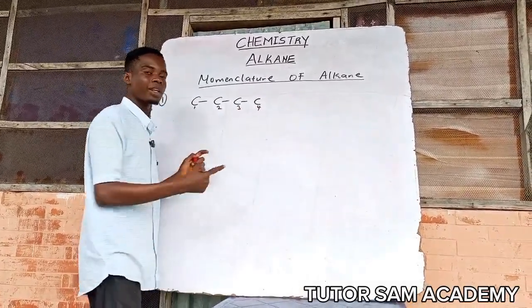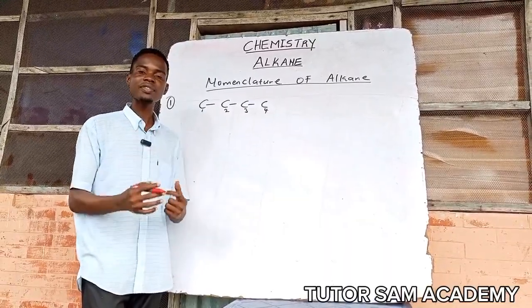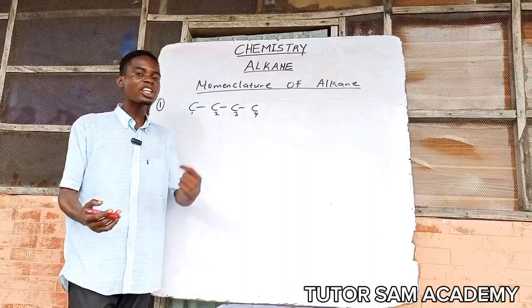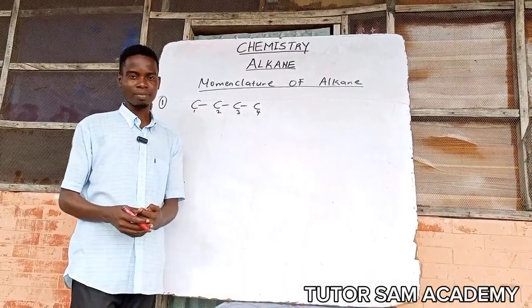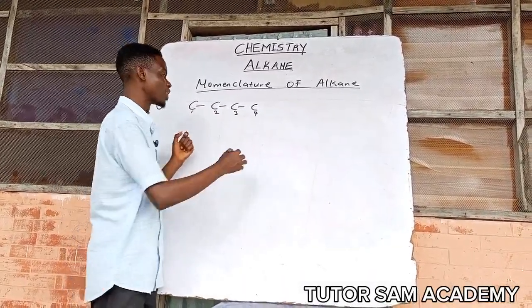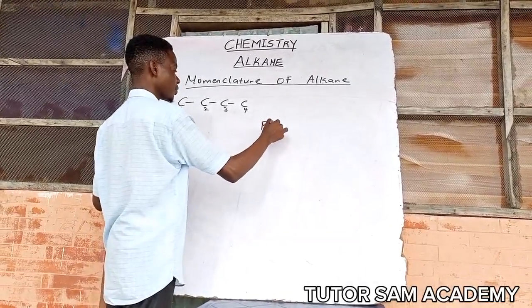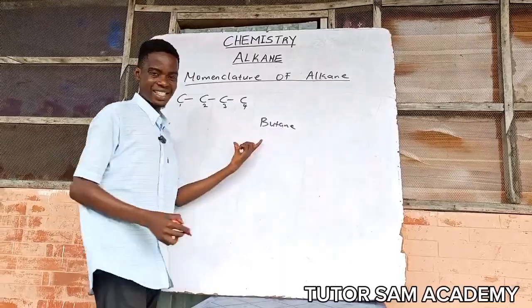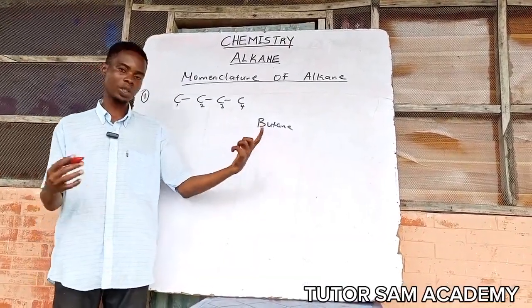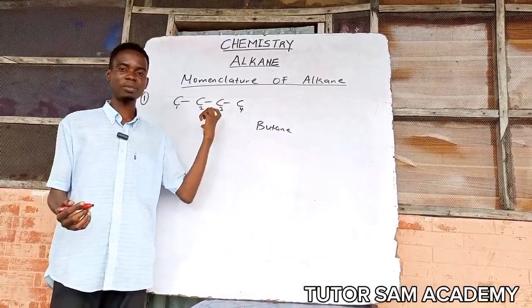So that one, the longest continuous chain, if it has 5 carbon, if it has 4 carbon, it will serve as your parent name. So if it is 4 carbon, this will be butane. That will be your parent name. Parent name is more like a surname. It will come at the end of the naming.